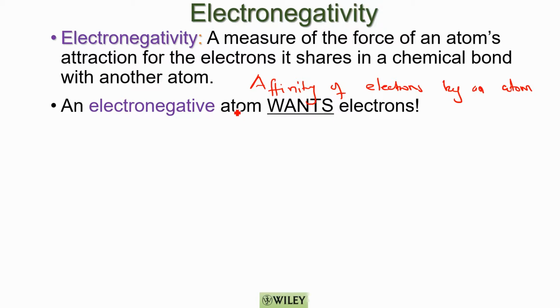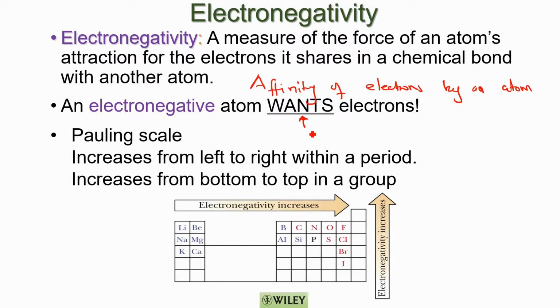If an atom is electronegative, that means it has a high affinity for electrons. It wants those electrons, and electronegativity generally increases across the periodic table and up the periodic table. So fluorine here is the most electronegative. Group 8 elements are not shown because they don't gain or lose electrons. Going across, fluorine is the most electronegative, and going up, still fluorine is the most electronegative.